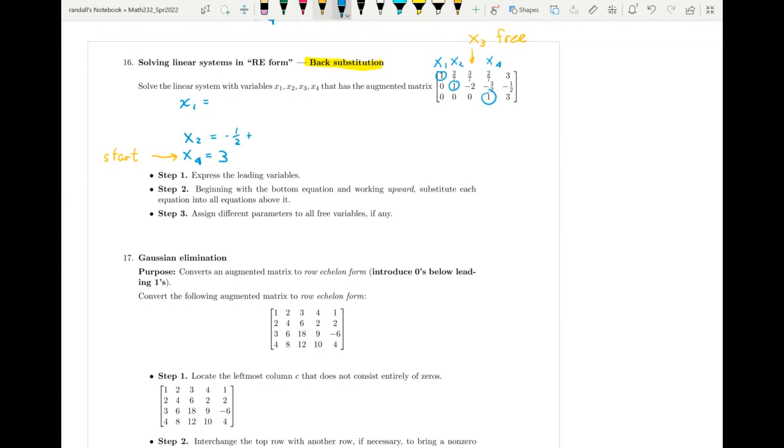I'll keep it in the same color here. So x3 is the free variable. I'm going to change it into the parameter t now. So looking at the second row, my second equation, solving for the leading variable x2, is minus 1/2 plus 2 times x3, which I'm now calling t, so 2t, and then plus 3/2 x4.